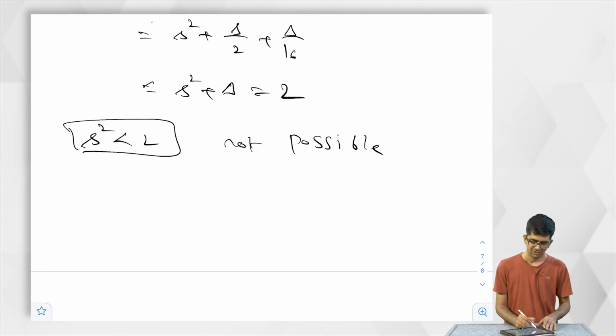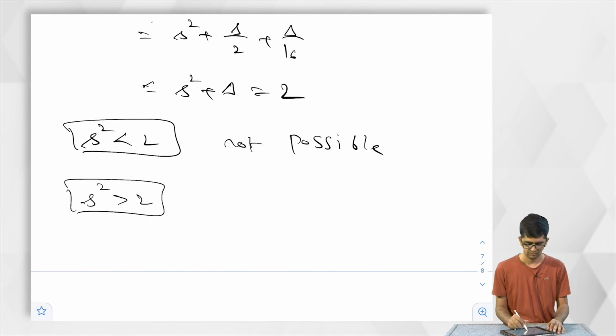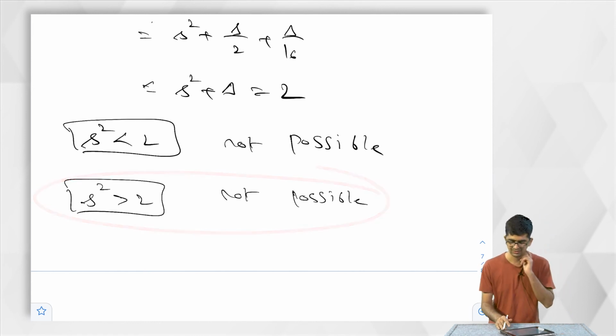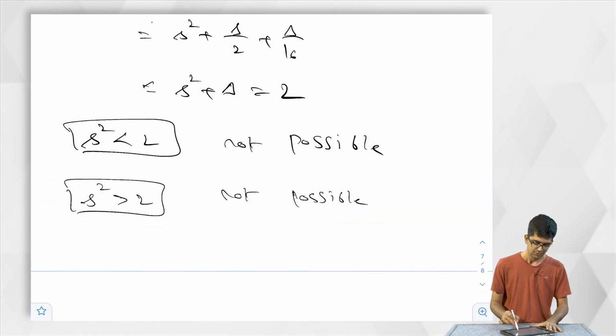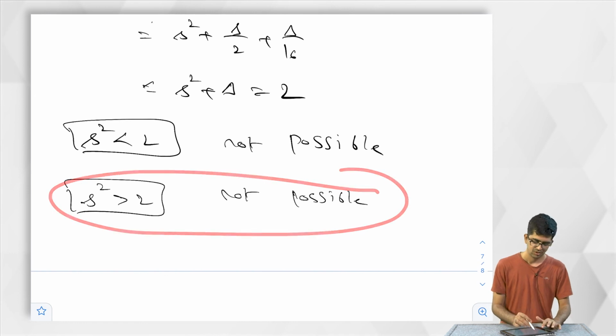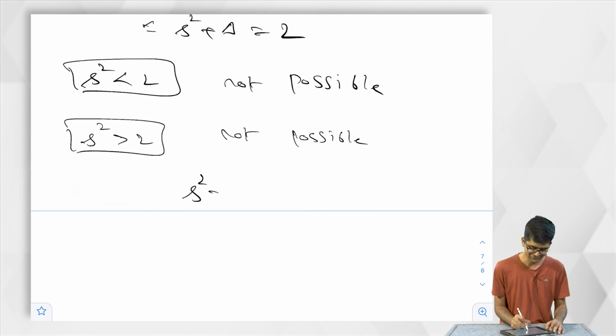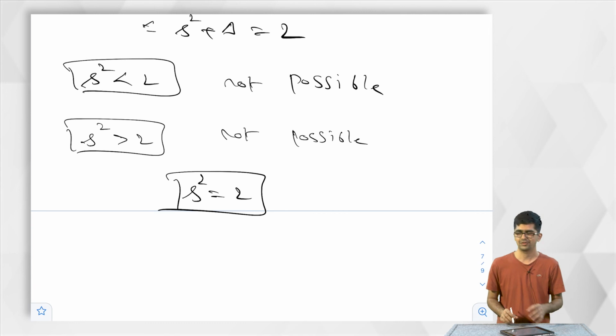Similarly, one can write down the same thing, s square is greater than 2. So this part will be your assignment, maybe I'll get to it next week. So this is also not possible. So we are left with s square being equal to 2.